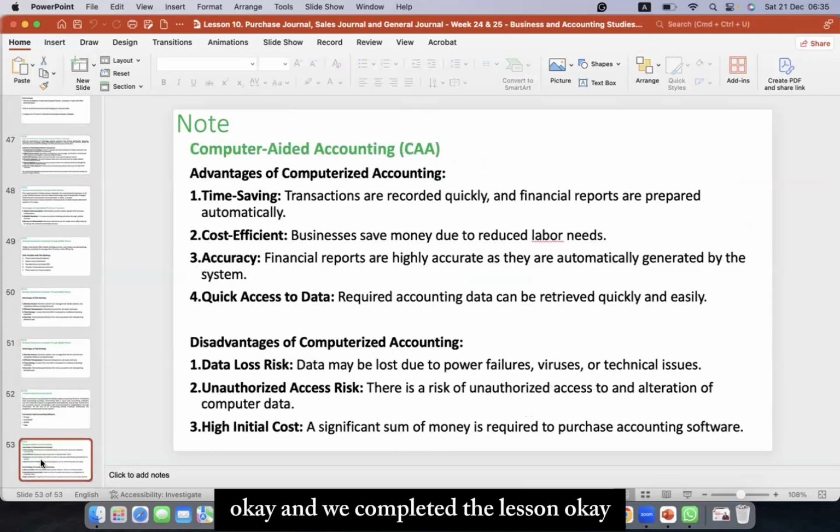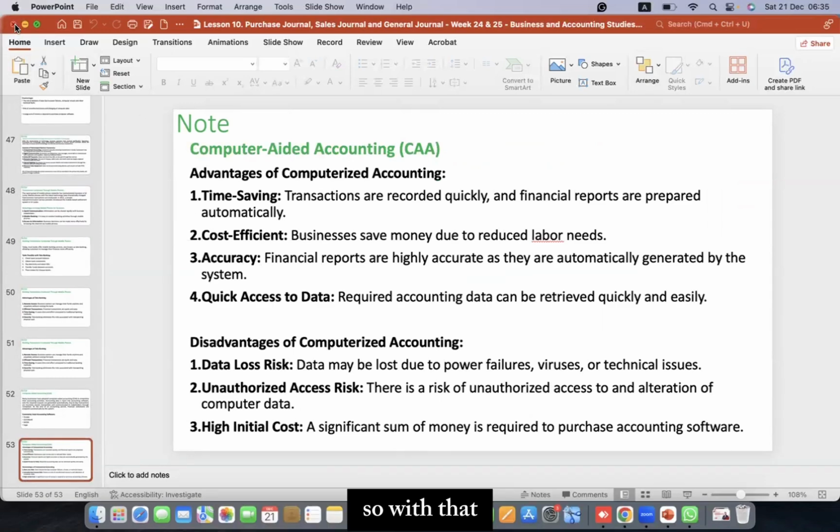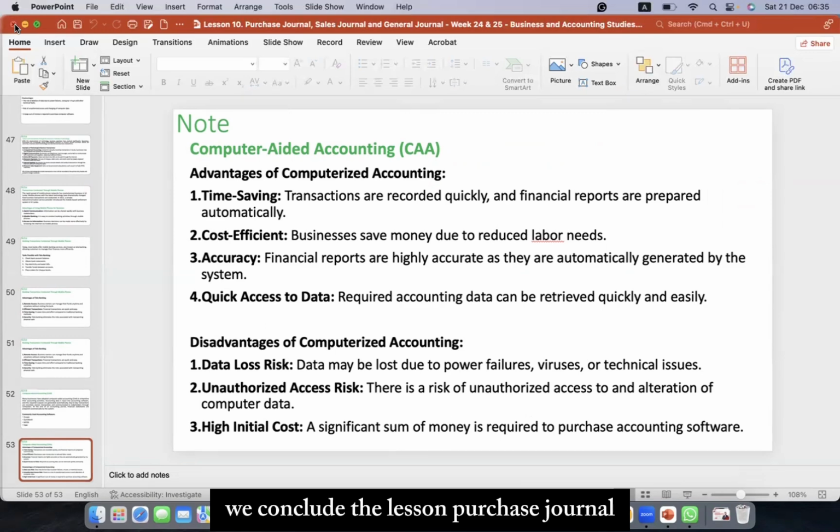Okay, and we completed the lesson. So with that we conclude the lesson: purchase journal, sales journal, and general journal.